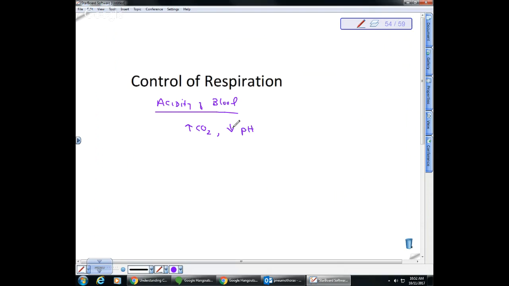This would happen during hypoventilation or hyperventilation? Hypo. So we're not ventilating enough. And it is called respiratory acidosis.